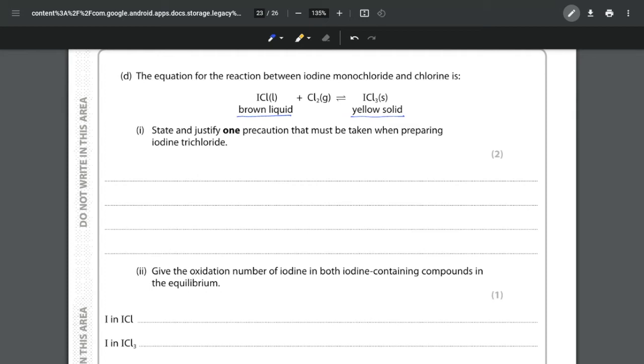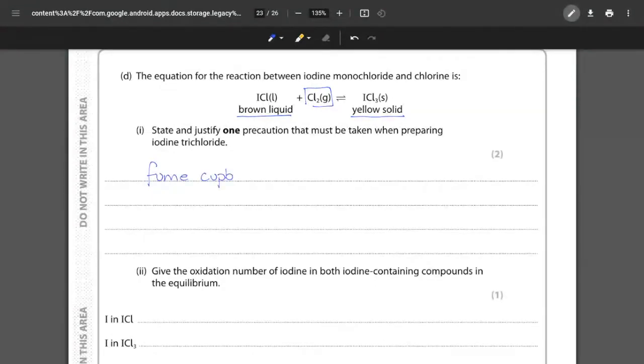So first of all, we want to state and justify one precaution that must be taken when preparing the iodine trichloride. And the most important thing is this here. The fact that you have got chlorine gas, you are going to have to use a fume cupboard.